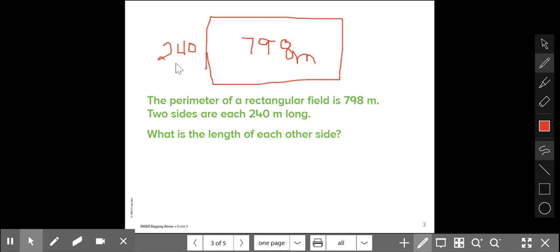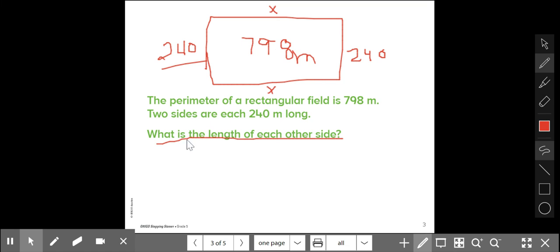But I think in this case, what we want to do is put this same measurement parallel to one another. So we have 240 over here. So we're going to create a problem using an unknown letter. We know that x is the measurement across this top and this bottom of this rectangle. And I could be wrong, maybe I should have the 240 on the top and the bottom, but that's just what I chose this time. We need to find out what the length of the other sides is.